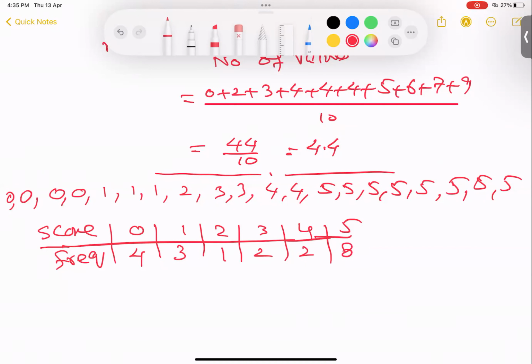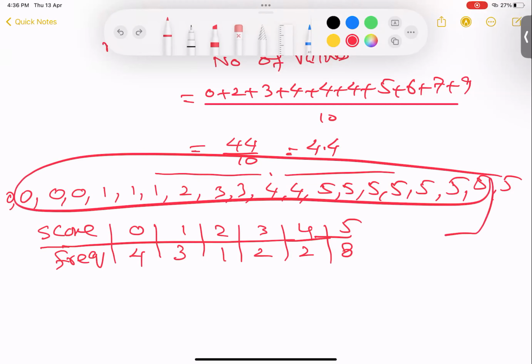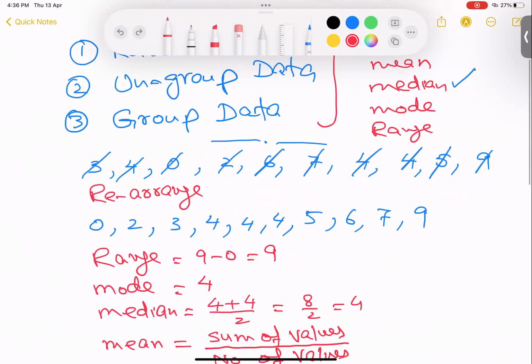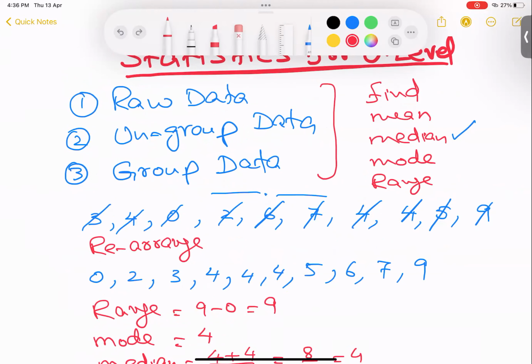This test was conducted out of 5 marks. Now 8 plus 2 is 10, 12, 13, 16, plus 20, correct. If you add them all, you get 20. So this is called ungrouped data. You converted raw data to ungrouped data. First we did raw data, and now we are discussing ungrouped data.